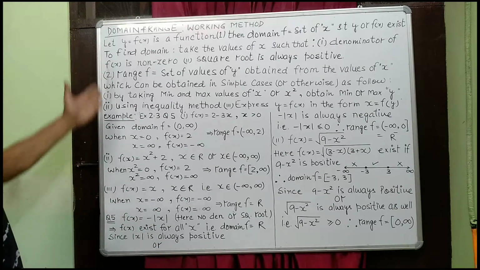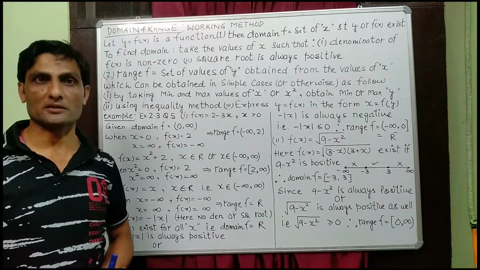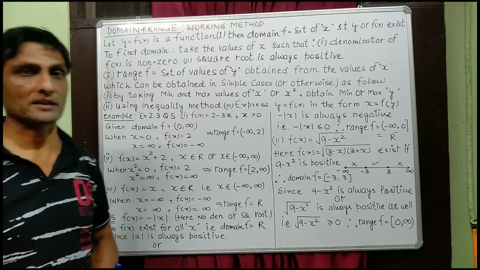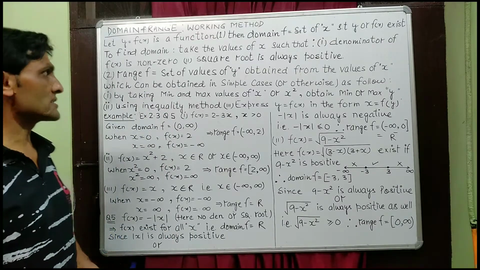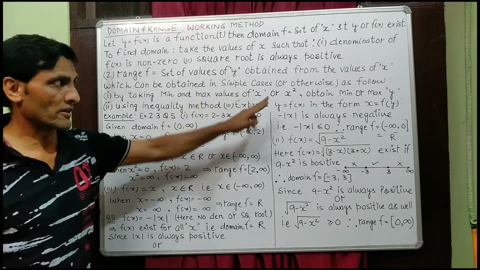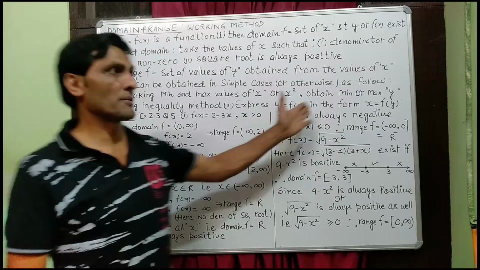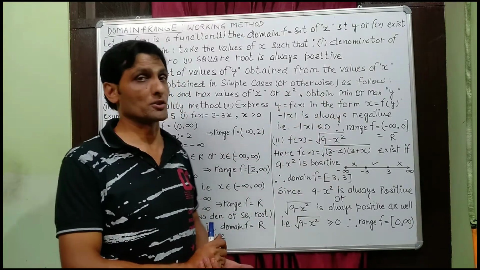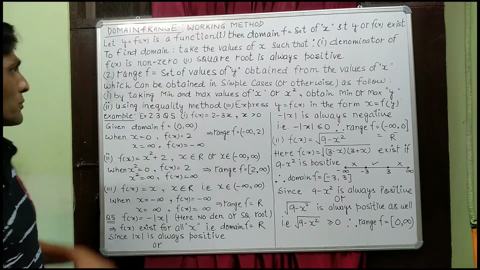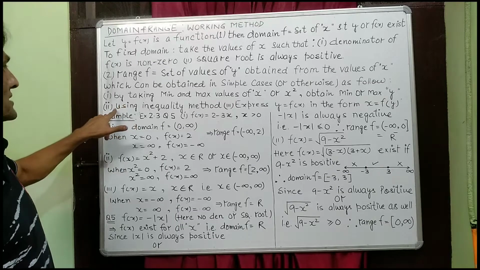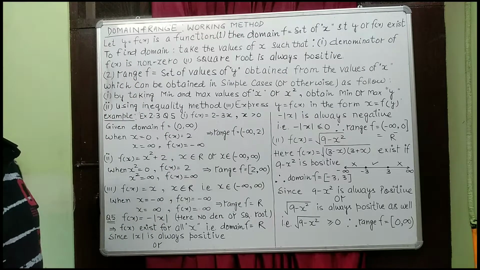Similarly, range is defined as the values of y obtained from x. Range can be obtained in simple cases by taking the minimum and maximum values of x or x square, whatever the case. Then we can obtain the minimum or maximum values of y similarly. So this is the range. We will explain this by examples also, and other cases using the inequality method, which we will use later once you know inequalities.